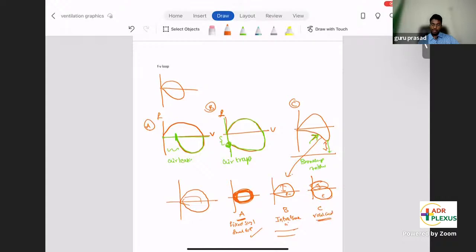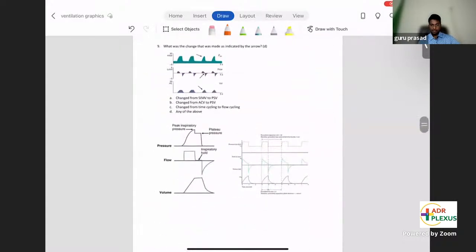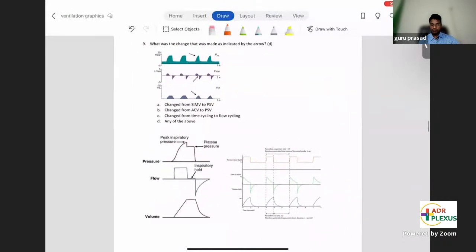This is beyond your level, but I have told you because of your interest, since everyone is responding. So I just kept on adding and increasing the level. Don't worry about this last thing. If you remember air leak, air trap, and bronchospasm, that is more than enough for you. Okay, so now we will go on to MCQs. We have finished almost everything.